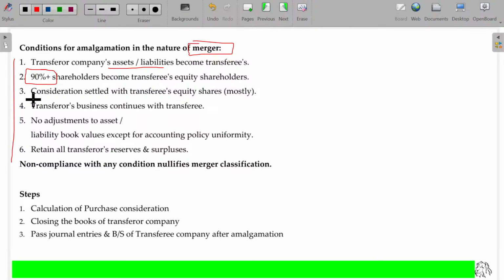And the consideration is settled by way of equity shares only, mostly. Equal shares may be offered. And the transferor business should continue even after the amalgamation. And we should continue to show the assets and liabilities at their own book values, and we maintain the reserves and surplus also. If we are able to satisfy these 6 conditions, then automatically it will be considered a merger. Non-compliance with any condition nullifies the merger classification and it automatically becomes the purchase method.